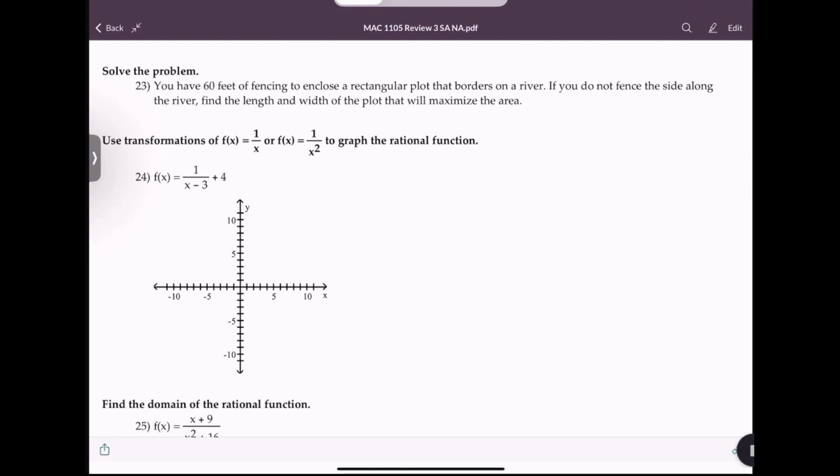Why wouldn't it be negative? Well, first of all, he doesn't want to do 2W and 2L because he's only doing 3 sides. So the 60 is only covering these 3, right? So he only wants the W plus W plus L. So he really wants the 60 to equal 2W plus L. And then get the L by itself. So the L is going to equal 60 minus 2W, and then plug it back in here.